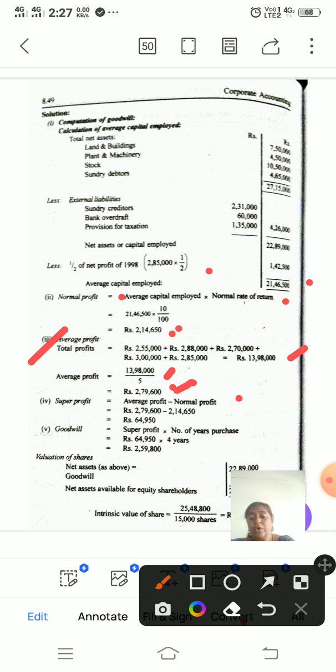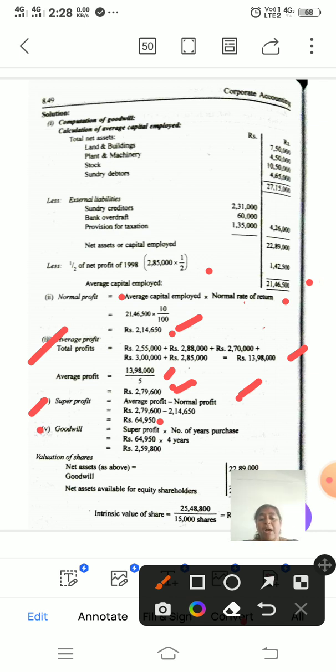Already we have found the normal profit. That means average capital employed into normal rate of return. So that is 2,14,650. That both should be deducted. That is called super profit. Again I will repeat the super profit formula: average profit minus normal profit. So that shows 64,950. Then we have to find the goodwill.